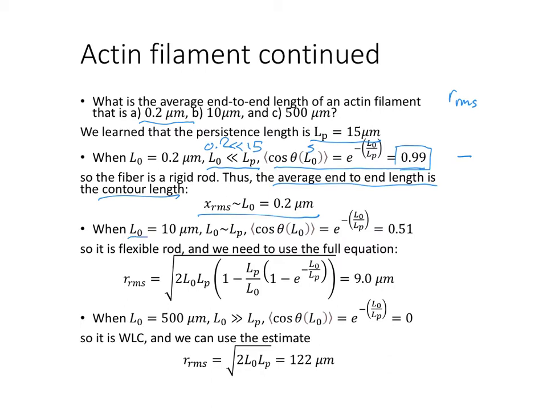Now, our second question was, what if L naught is 10 microns? So 10 microns is pretty close to 15 microns. And in fact, had we plugged this in here, we would have seen that the exponent of the minus L naught divided by LP, the ratio of the contour length to the persistence length, is about 0.5. So our orientation has gone from being completely oriented the same way about halfway down to being unoriented. So this means there's still some orientation.